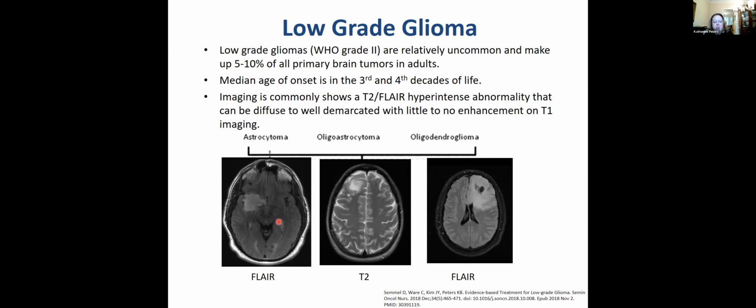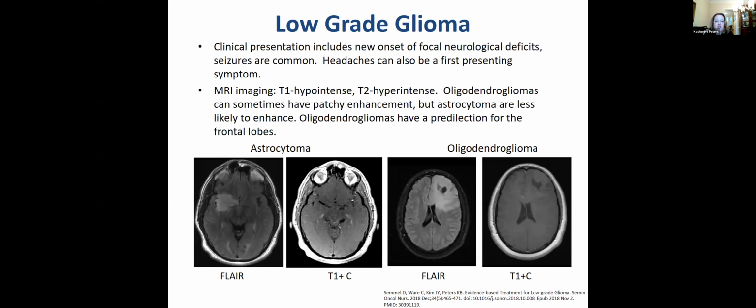And the common imaging, and we saw some interesting imaging from that great case presentation, but what we see here is really T2 FLAIR abnormalities. And I've just given an example across the board with the different names of these tumors: astrocytoma, oligoastrocytoma, and oligodendroglioma. You can see these patchy areas of T2 FLAIR abnormality. They usually like to occur at the insula or temporal lobe, or some tumors have a predilection towards the frontal lobes. The clinical presentation is truly a neurologic presentation.